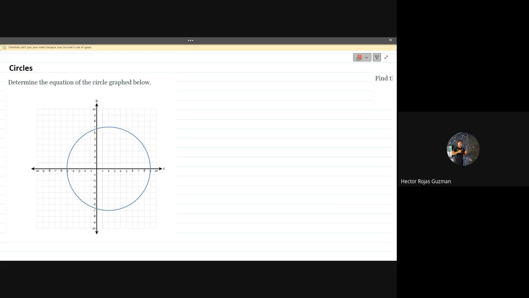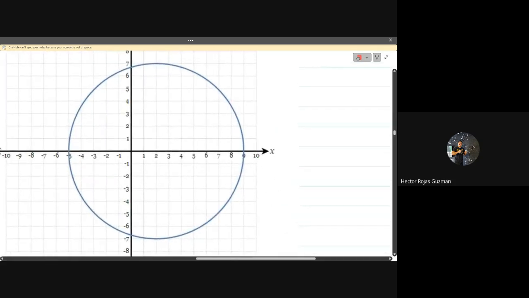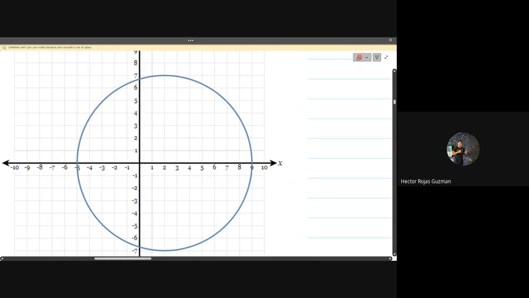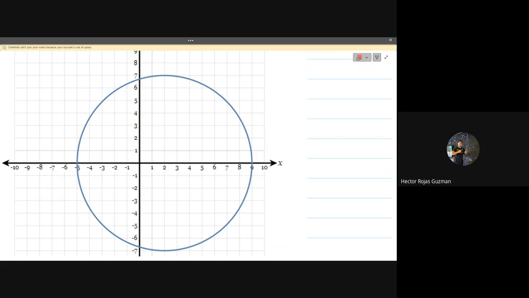So number one, determine the equation of the circle graph below. Let me zoom in a little bit more for this. Here's what I want you to do. In order for you to find the equation of the circle, you first have to find the center and be very, very careful because it could be tricky. It looks like this is my furthest point to the right and to the left. And it looks like my highest point is like right here. So the center is going to be where those lines intersect. So straight down, straight to the right. It looks like the center of the circle is 2, 0.